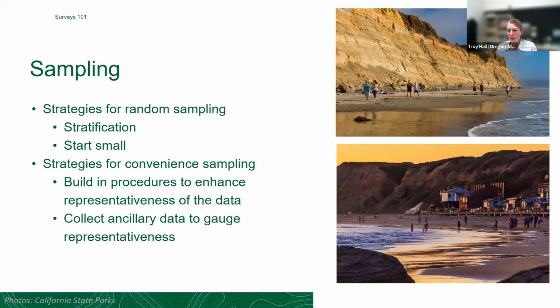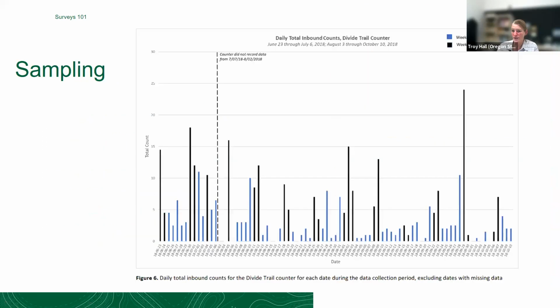For convenience sampling, build in procedures that enhance the representativeness. So yes, you're going to collect data during 15 minutes every day, but try to do some in the morning, try to do some in the afternoon. If that allows you to use staff time efficiently, that's good. You've built in some variation to capture potentially different visitors at different times of day. Collecting other data that can help you understand whether your data are representative is also a good strategy. And on this next slide, I'm going to show an example of that.